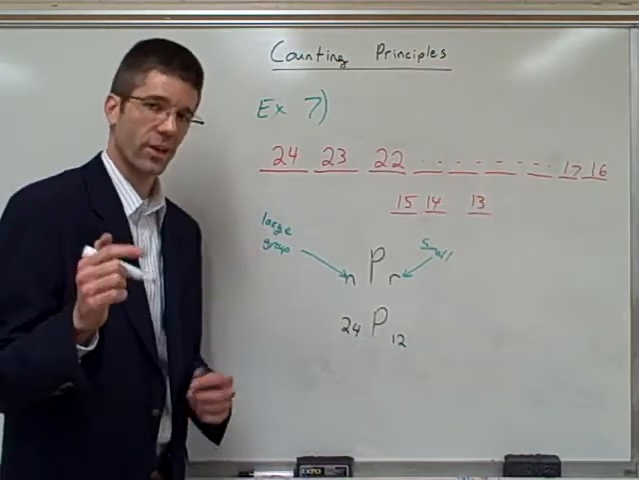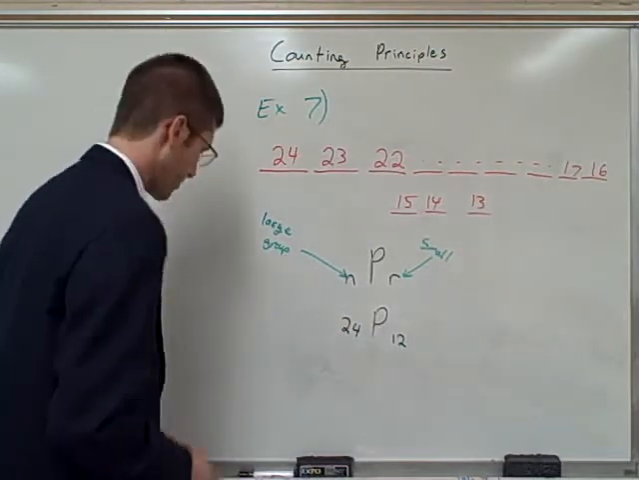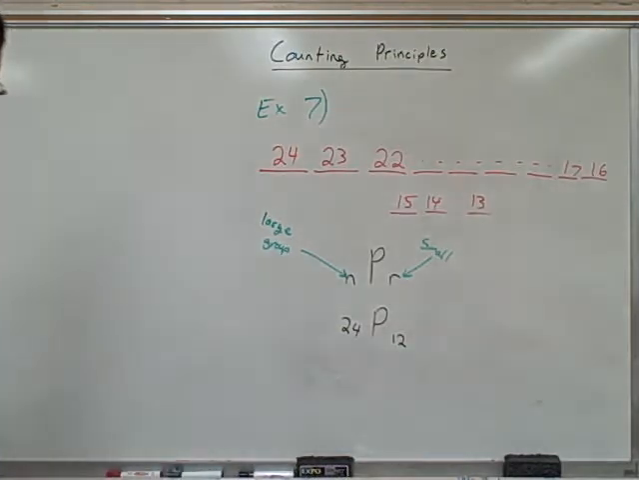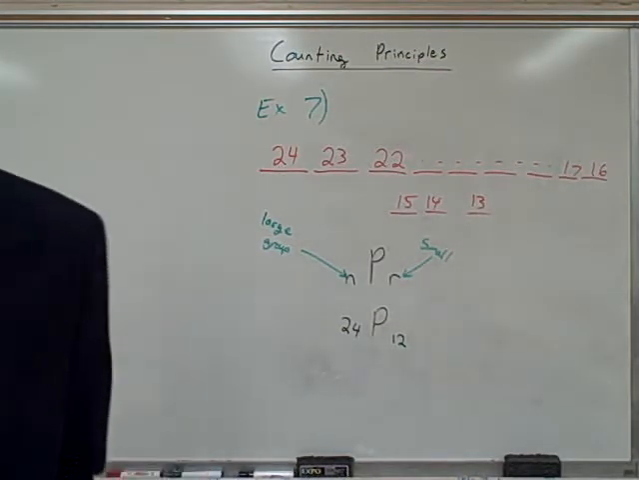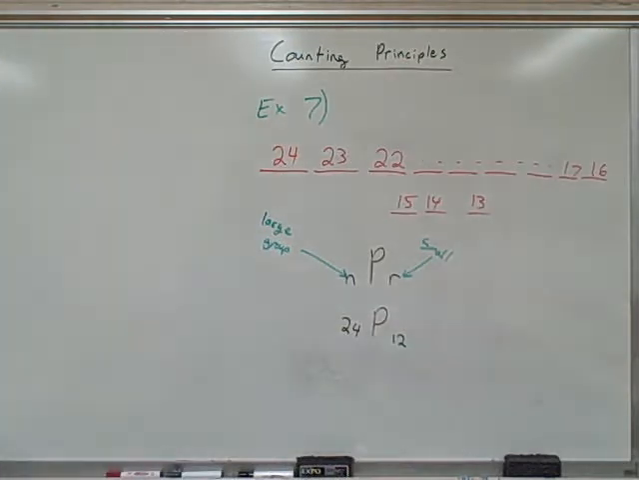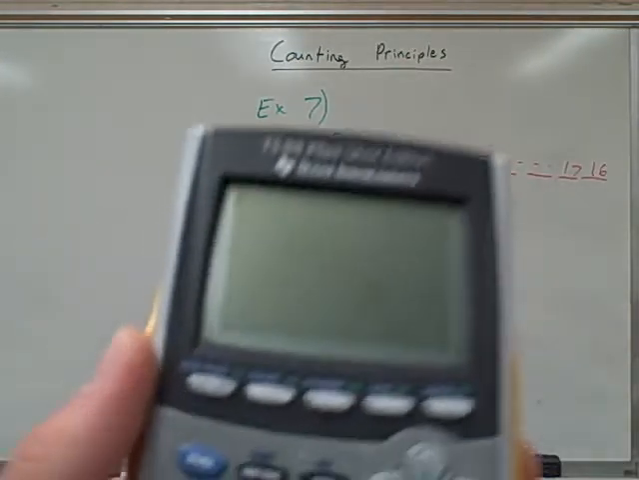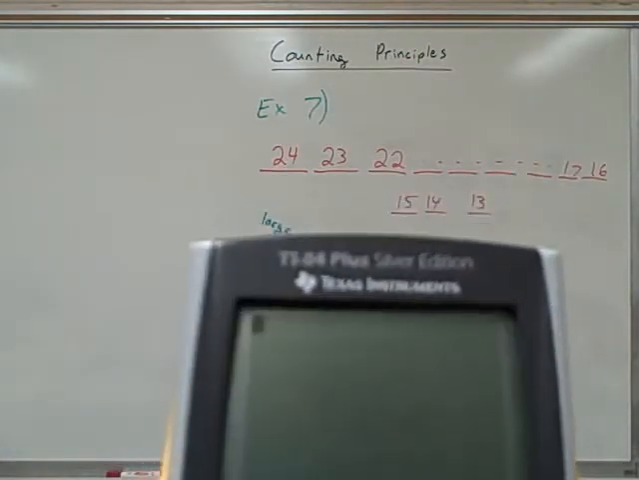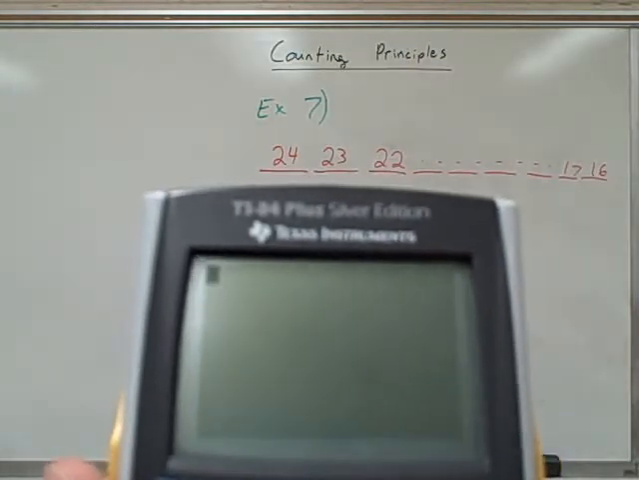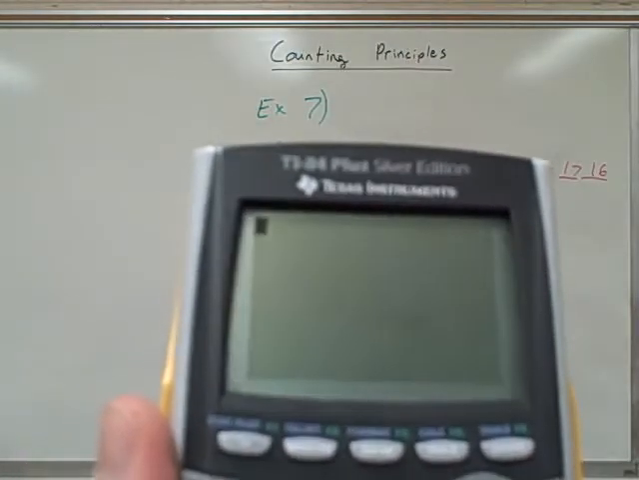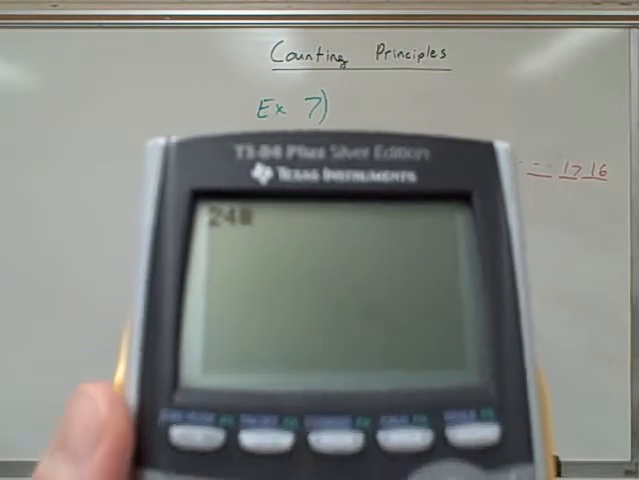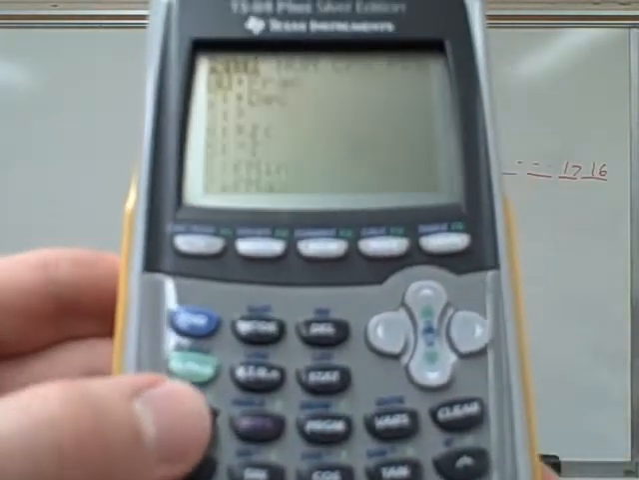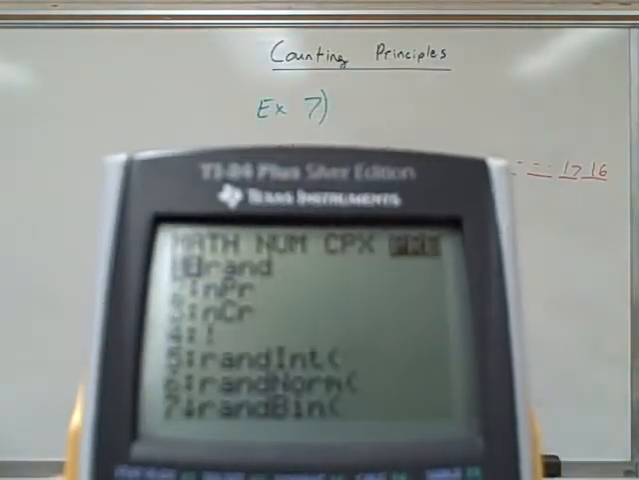You can't just use the letter P, though. Let me show you. I told you that most of what we're going to do on the calculator is going to come from the math menu when you go over to PRB. So here goes. We start with 24. With this particular problem, it starts at 24. So 24. Press math. Go over to probability.